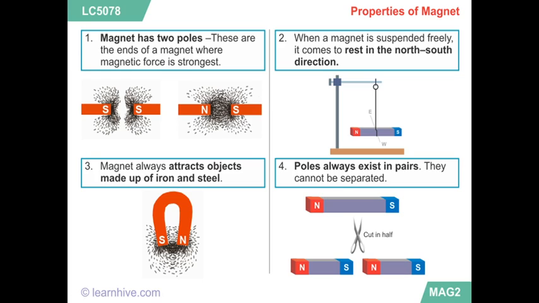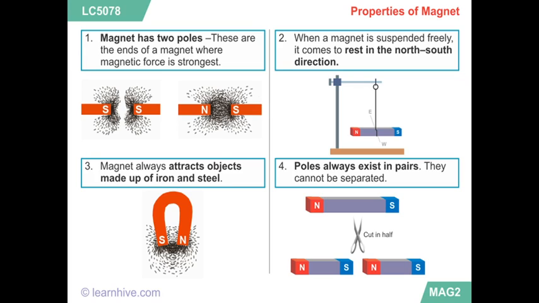These poles form the magnetic field. If you put something in that field, for example your iron nail, it will be attracted by that magnet. The second property we have learned is that when a magnet is suspended freely by hanging it with a string, it comes to rest in the north and south direction only. That reason also we have discussed. The third property is that a magnet always attracts objects made of iron and steel. Whatever magnetic materials are there will be attracted by the magnet.